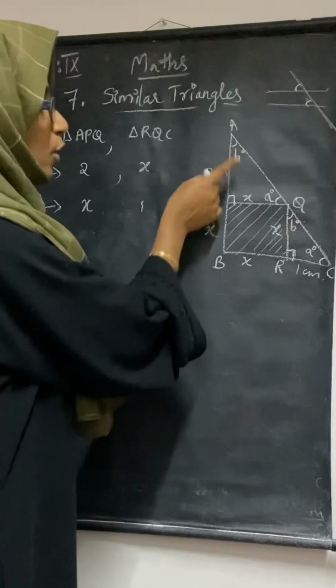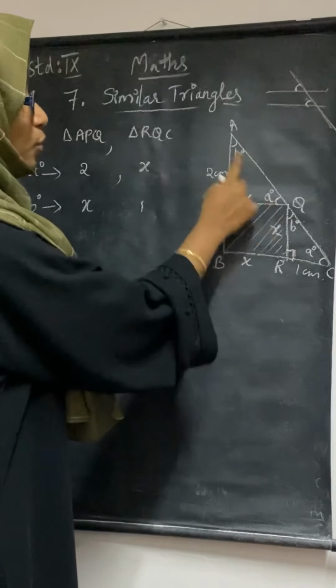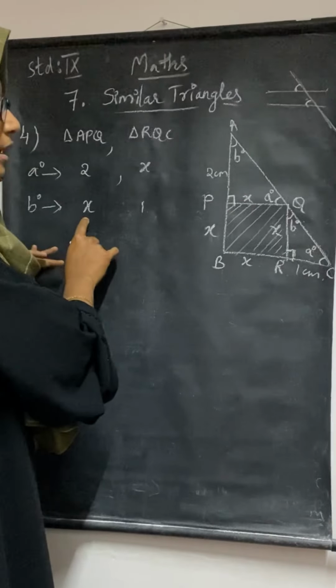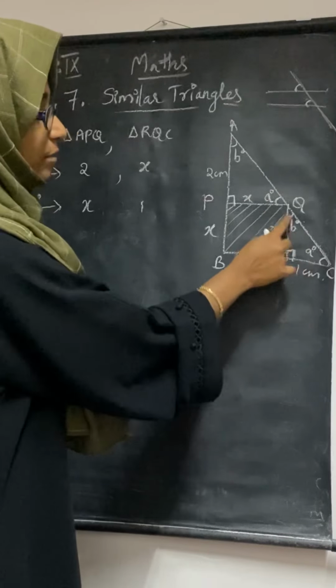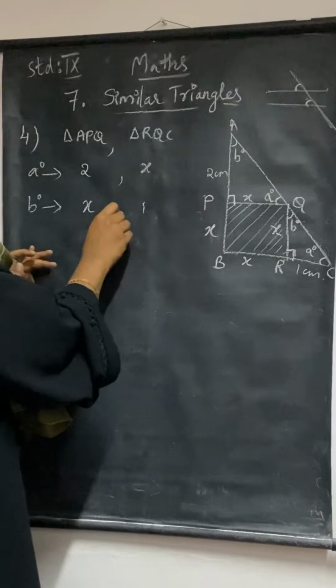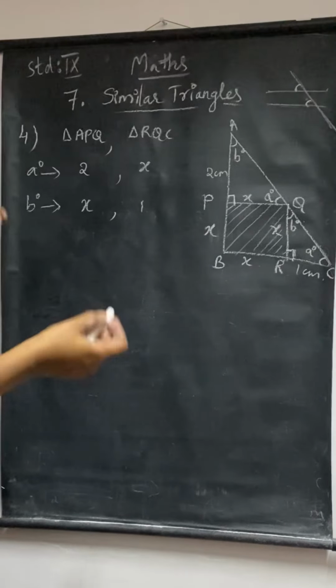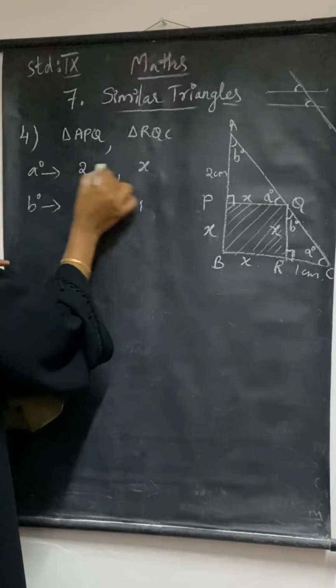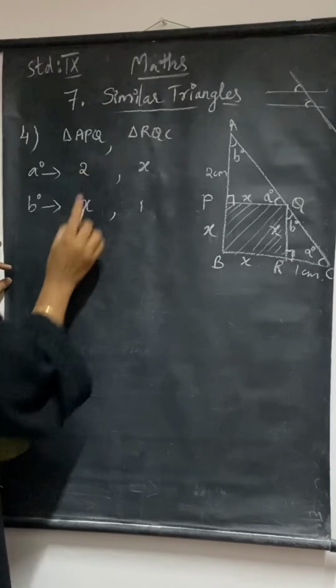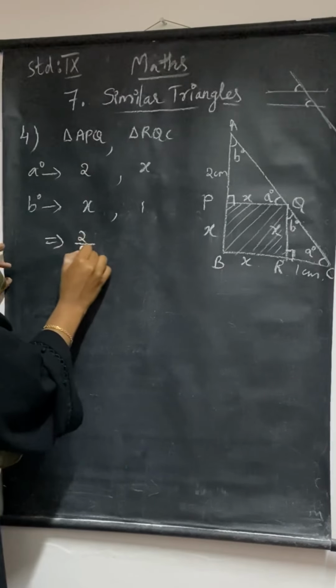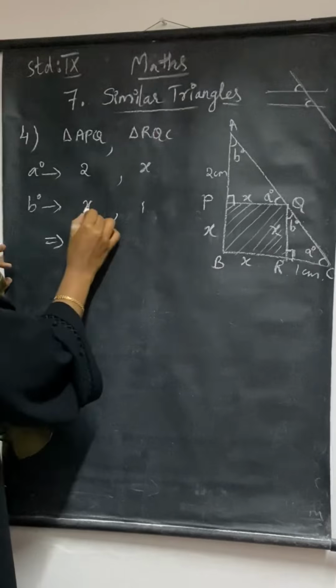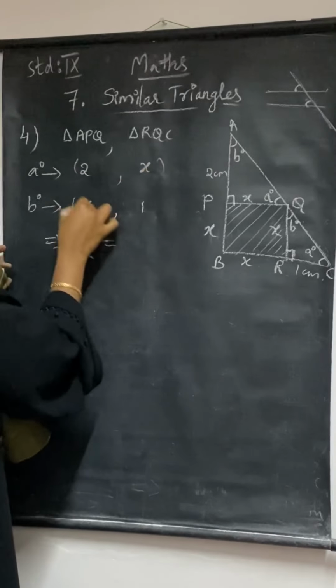Now B degree opposite I want. In this triangle APQ, B degree opposite what? X. And RQC, in this triangle B degree is opposite what? 1. So this is the way we are doing, like last problem we did. Ratios are same now here, so this can be written as 2 by x is equal to x by 1.